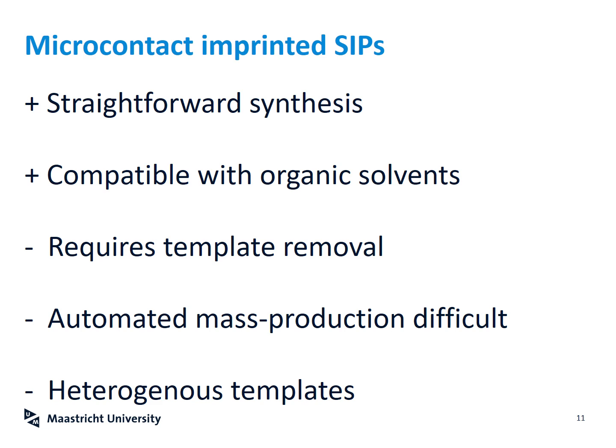Now, the benefit of using micro contact imprinted SIPs is that the synthesis is very straightforward. It's compatible with organic solvents, but it still requires template removal. Automatic mass production can be difficult, and templates can be very heterogeneous because you imprint them by physically stamping these cells into the layer. You can imagine that one person might push a little bit harder than another person. You can also imagine that you would do manual labor, so that's not really good for mass production. This is where engineering kicks in.